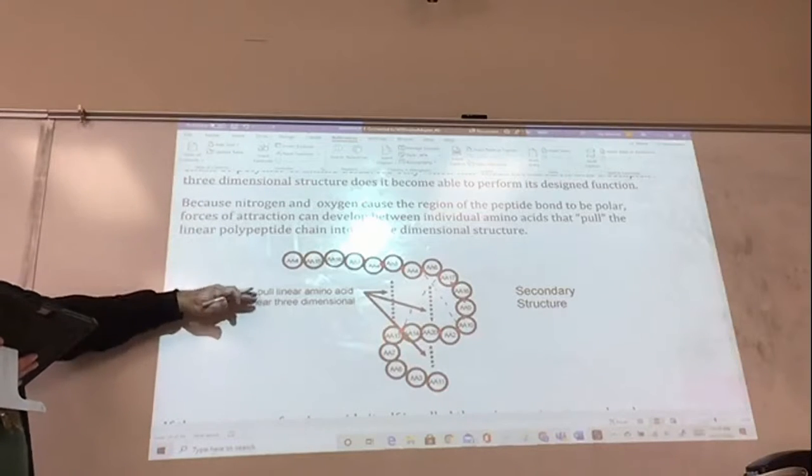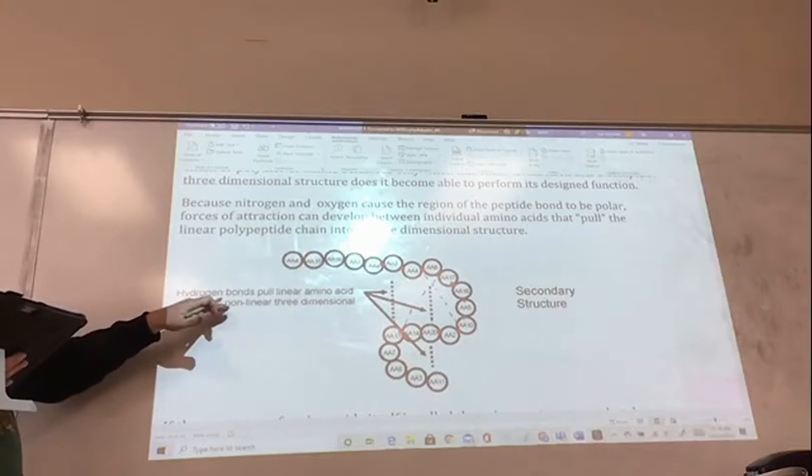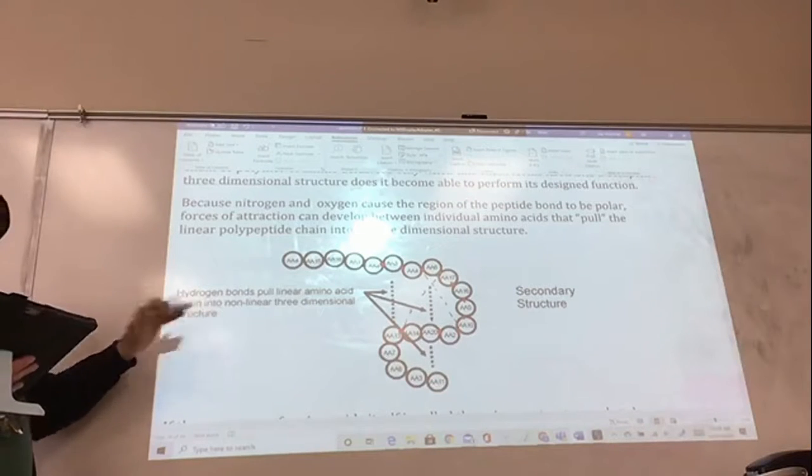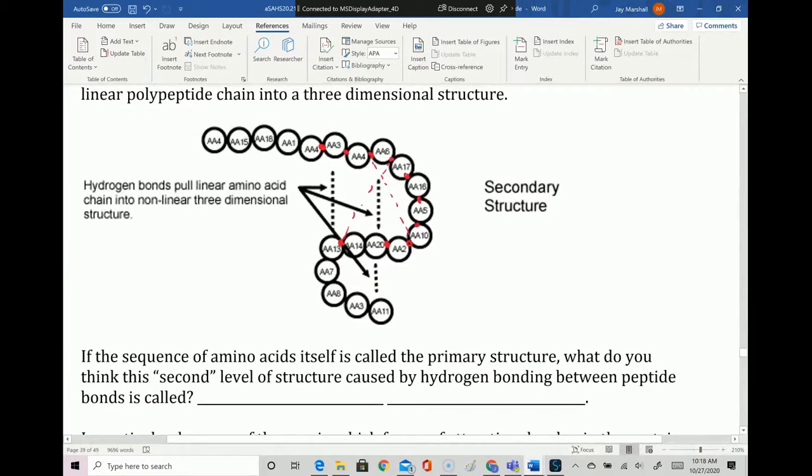And remember, these are called hydrogen bonds, and they pull the linear amino acid chain into a nonlinear three-dimensional structure. And we're going to call this the secondary structure. This is the second level of structure. The first level of structure is just the chain.